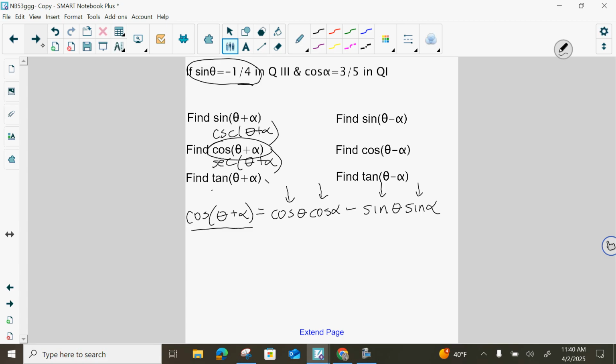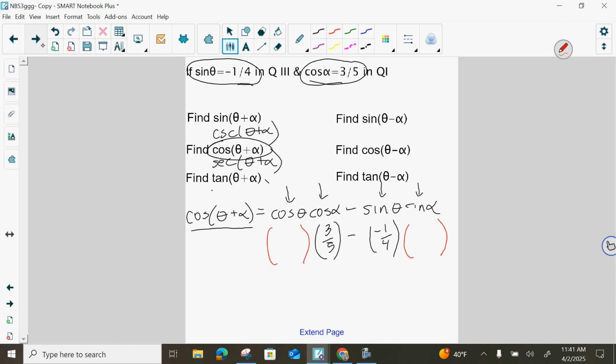I have sine of theta, so I'm going to go plug it in. And then what else do I have? Alpha. I have cosine of alpha, 3/5. I don't have cosine of theta. I don't have sine of alpha. Anaya, how am I actually going to find them? I can do it 2 different ways. I could do cofunction, but I don't know if that's going to help.